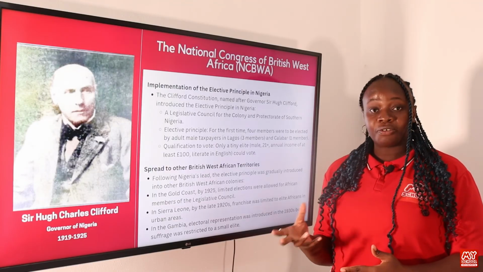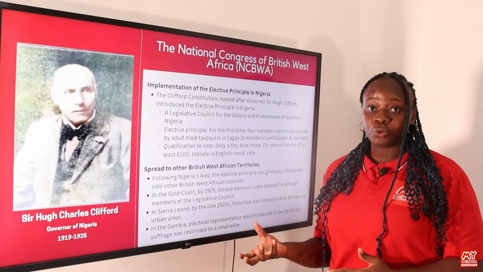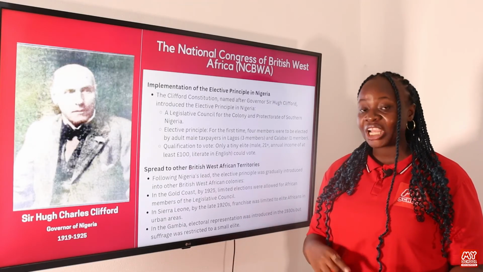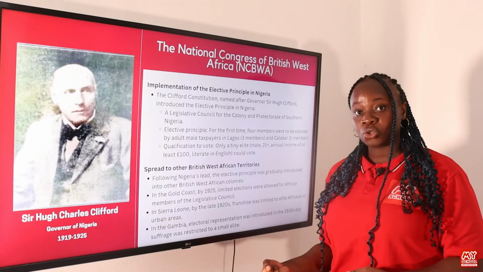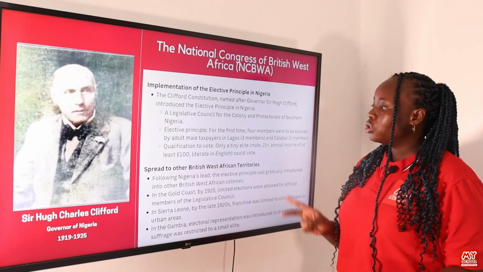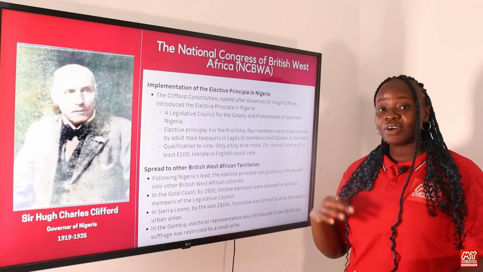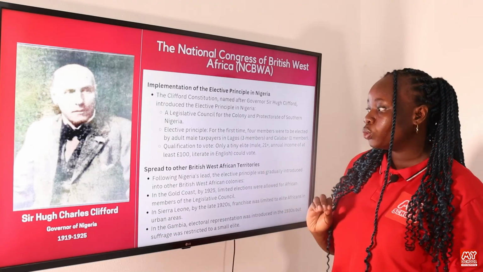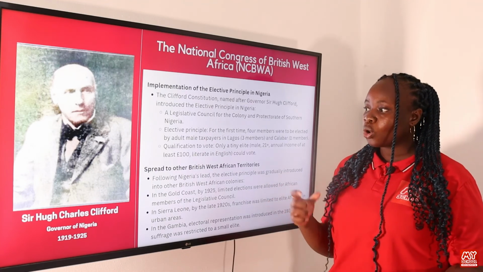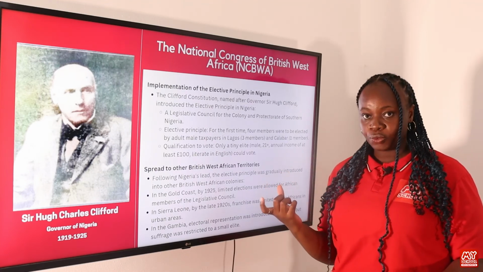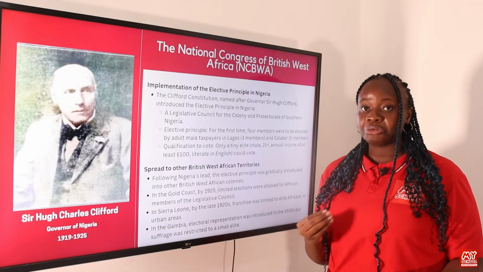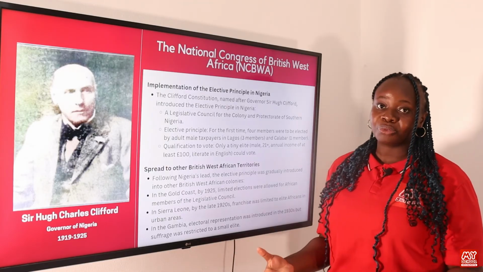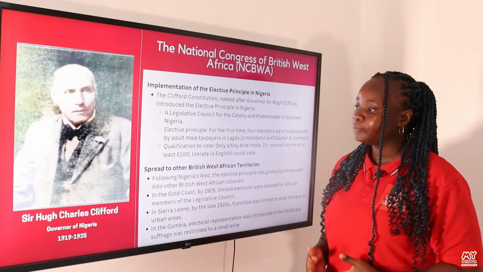They also introduced the qualification to vote. This ability to vote was not given to all members of the society. There was what is referred to as the male suffrage and the property suffrage that we've discussed when we were discussing the various voting systems we have. Only a tiny elite, that is, males over 21 years old, with an annual income of at least £100 and who were literate in English, could vote at the time. All of these things were qualifications for voting. This means that the ability to vote was restricted to only a few people within Lagos and Calabar at the time. Again, this did not represent a large portion of the Nigerian society.